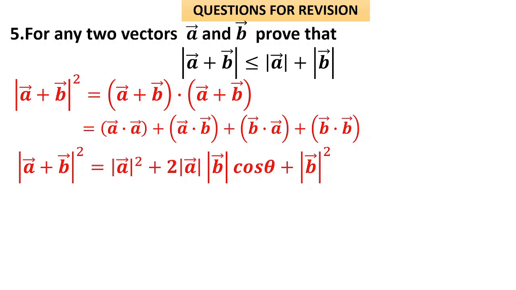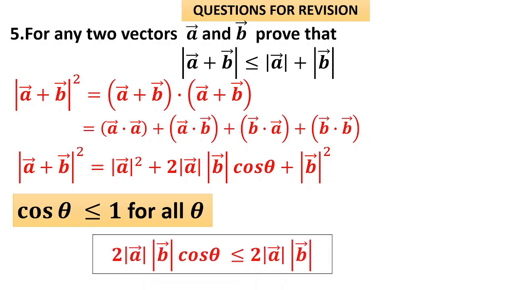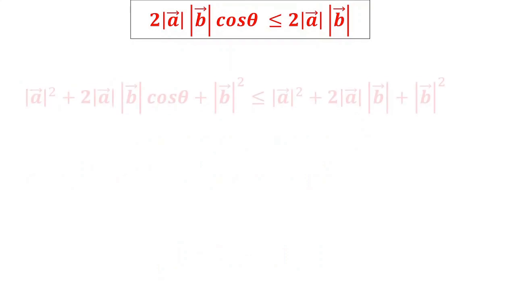But now we have seen one basic property of sin and cos. Both sin and cos will be less than or equal to 1 for all theta. Cos theta will always be less than or equal to 1. Therefore, 2 times magnitude of A into magnitude of B into cos theta will always be less than or equal to 2 times magnitude of A into magnitude of B. Whenever you multiply a number by a number less than 1, its value will get reduced. I am using that condition now.